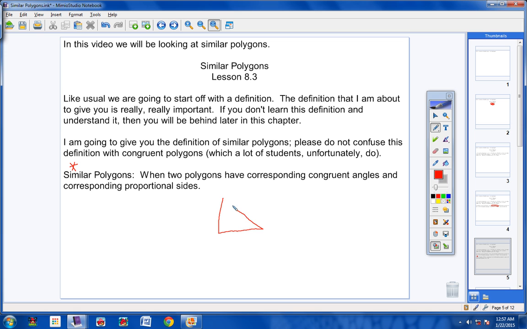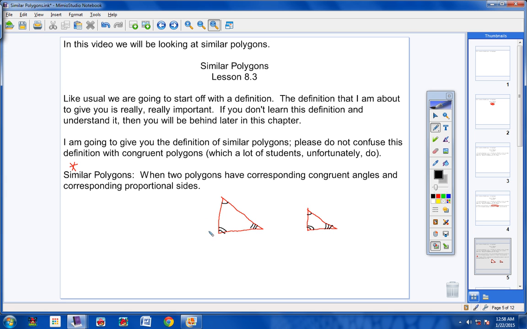Let's draw a triangle here, and let's draw another triangle here. Okay? Now, go ahead and draw these two triangles, please. I'm not going to use numbers, I'm going to use symbols. Let's say this angle here is congruent to this angle here. Let's say this angle here is congruent to this angle here. And let's say this angle here is congruent to this angle here.